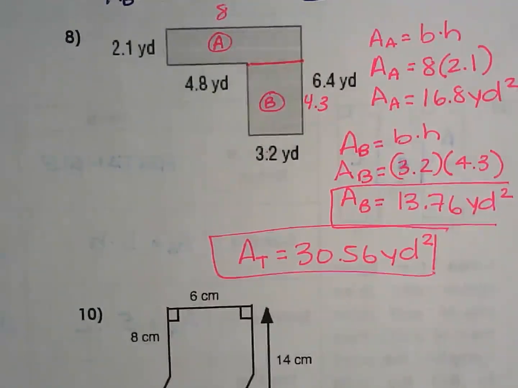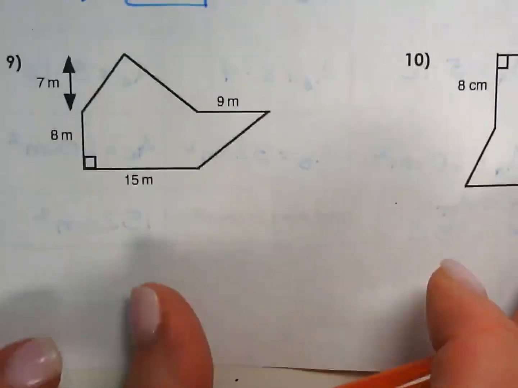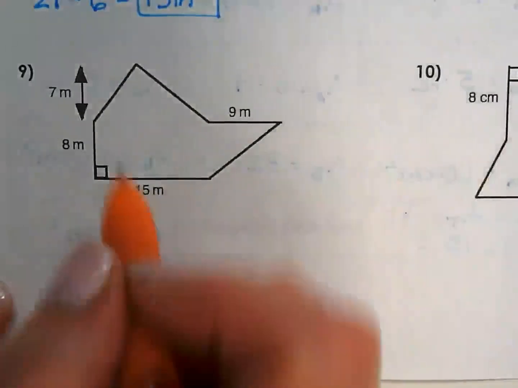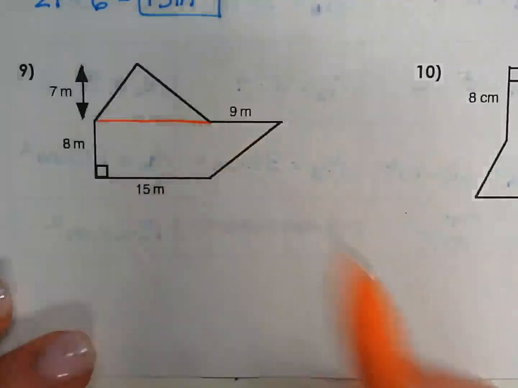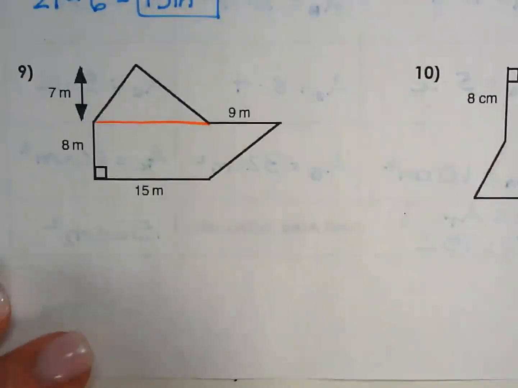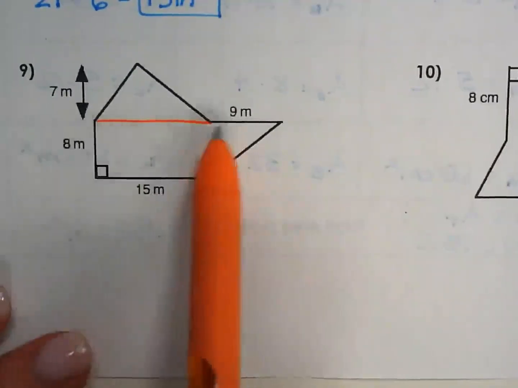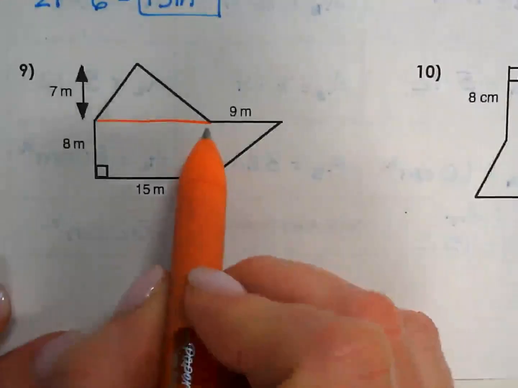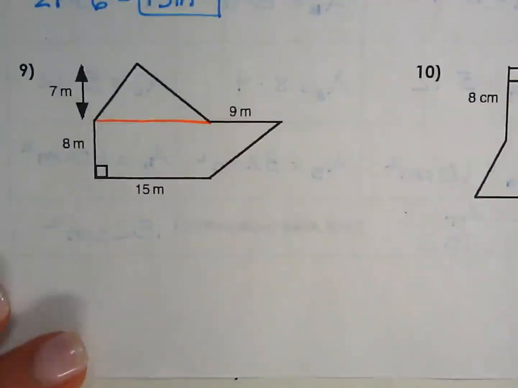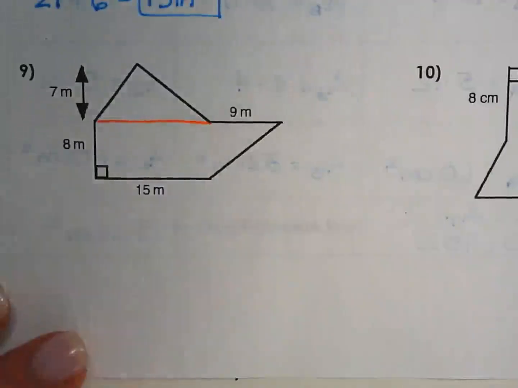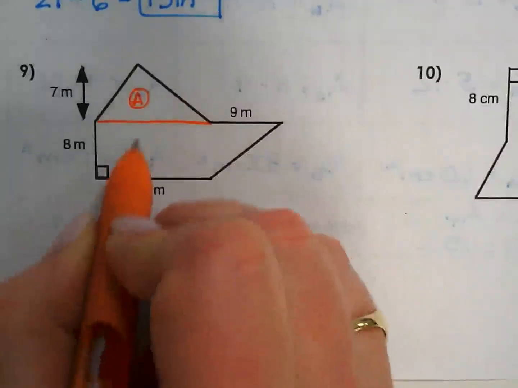Now we're going to move on to question number 9. Again, it's a matter of just breaking it up. It looks complicated until you start to break it up. I'm going to break it there. Now I could do one of 2 things. I can treat it as a trapezoid and a triangle, or I could treat it as 2 triangles and a rectangle. It doesn't matter to me. I'm going to treat it as a trapezoid and a triangle, and I'm going to call them A and B.